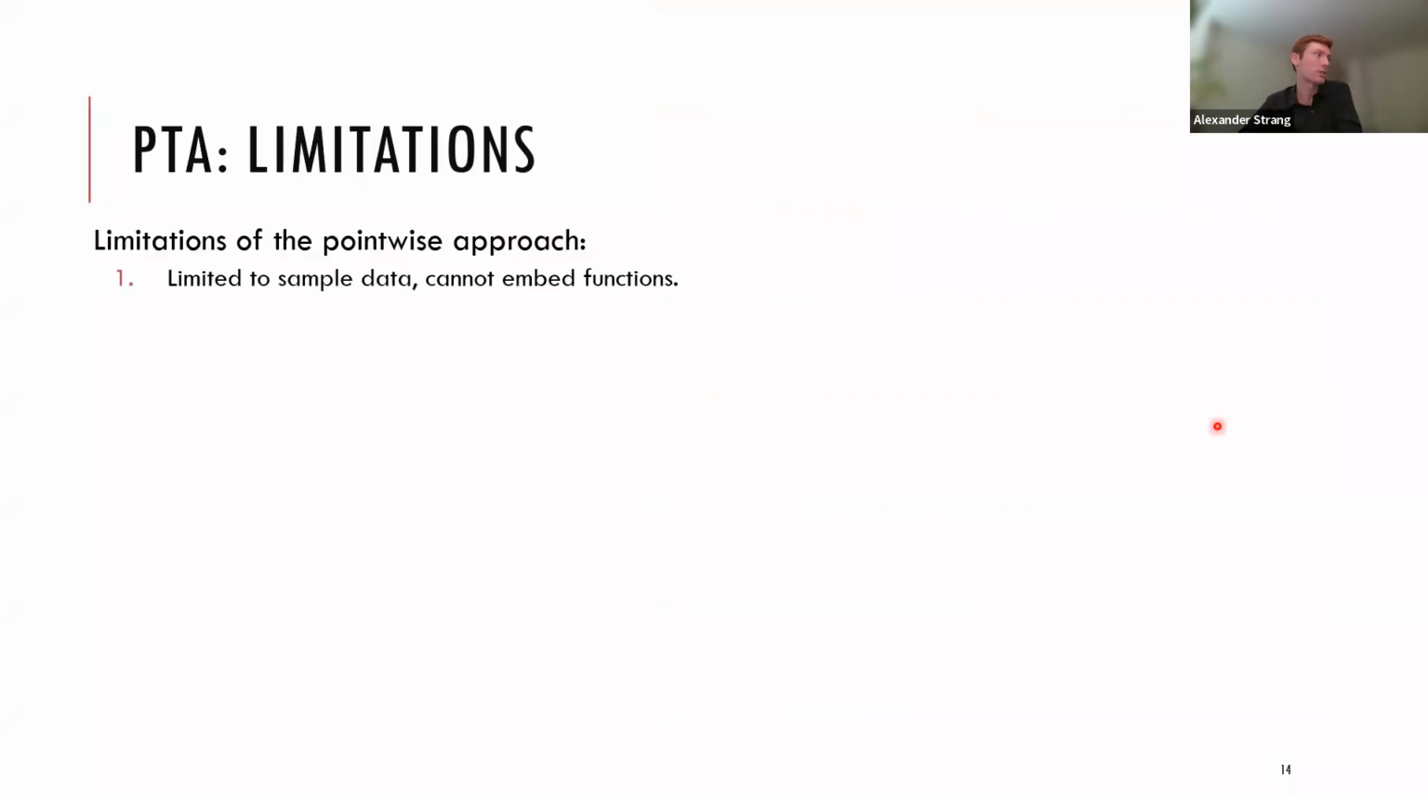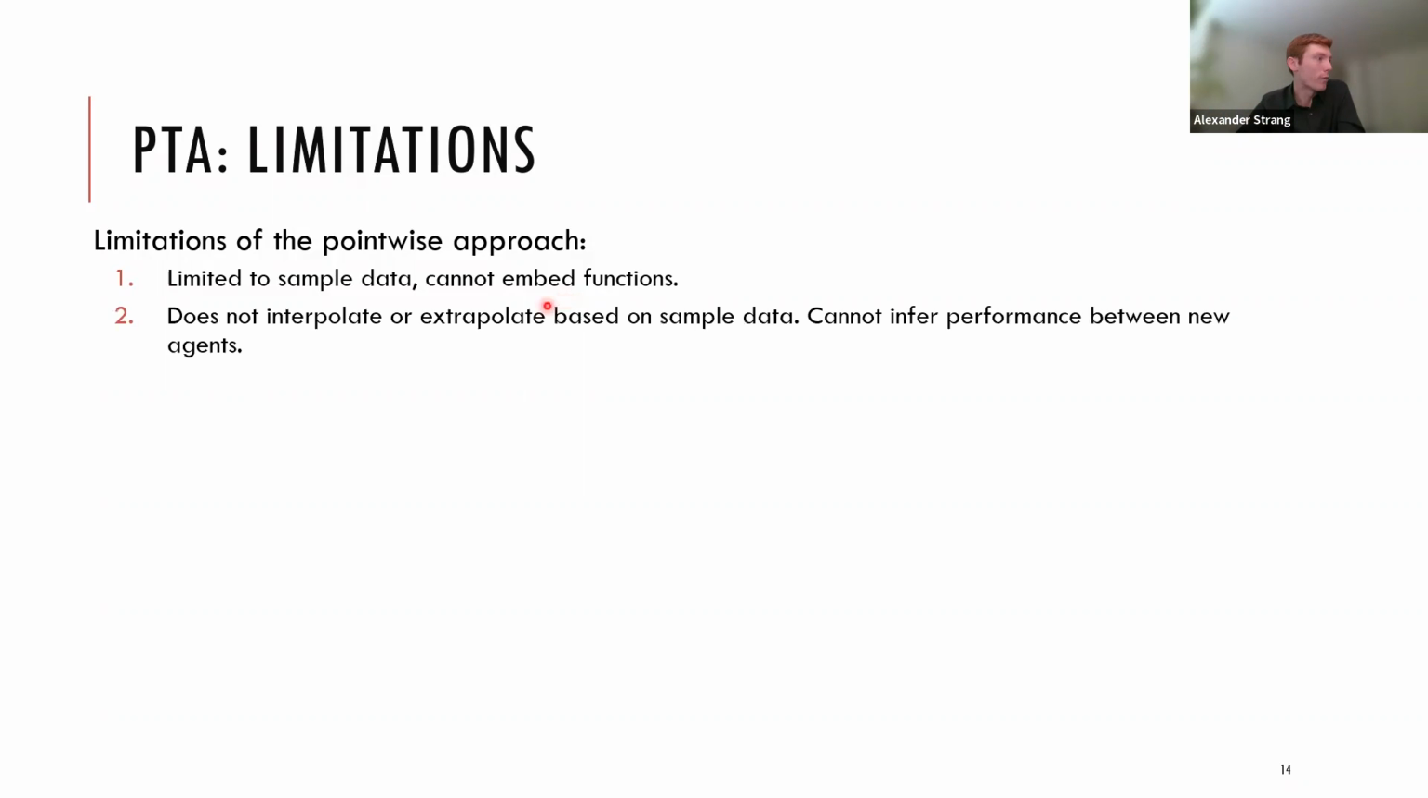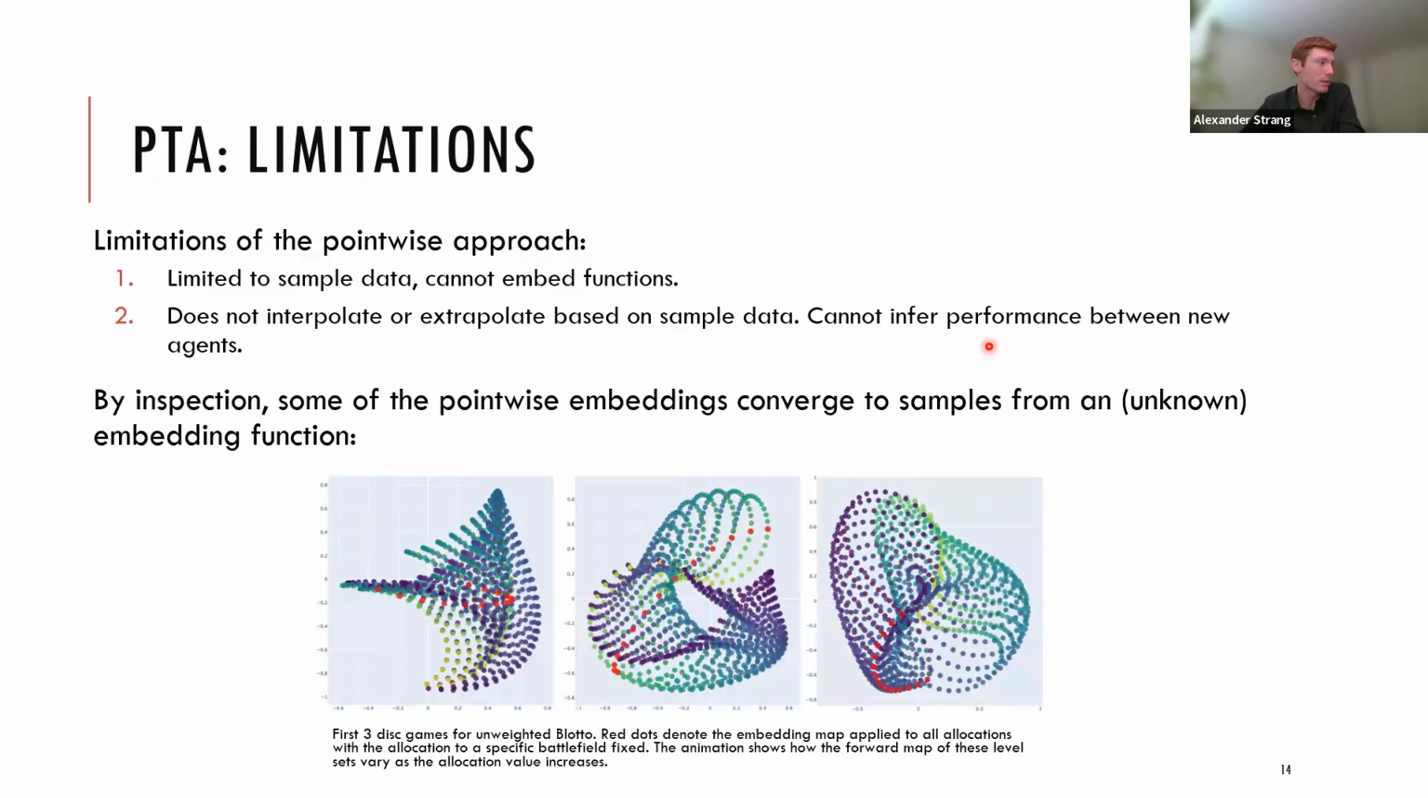Now, this approach has some limitations. First, everything I've said so far has been limited to sample data. So we don't have the ability to embed functions. And that really is limiting, because in a series of example tests that we've tried, it's very clear that if you increase the number of sampled agents, the point clouds that you're embedding are converging to some function, but it's unclear what that function is. Moreover, if we only embed pointwise, we are not able to interpolate or extrapolate based on that sample data. So we can't infer performance between new agents. And this is really limiting.